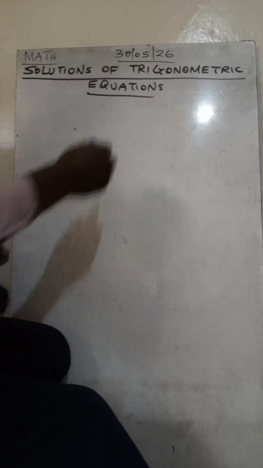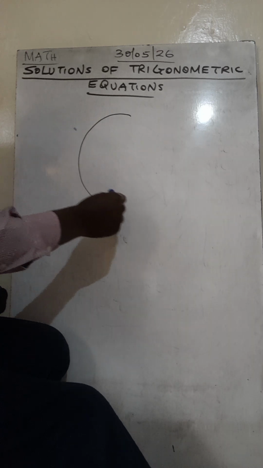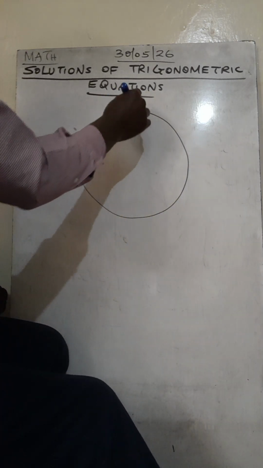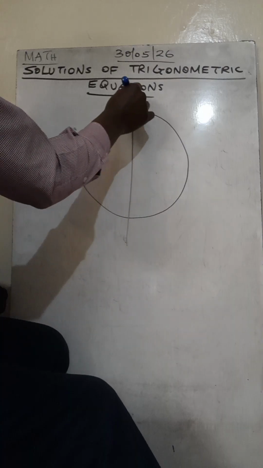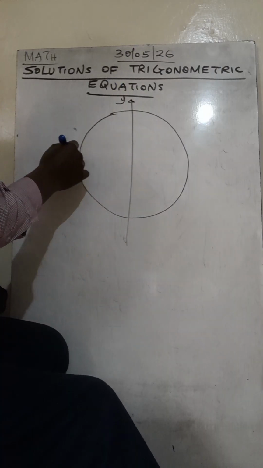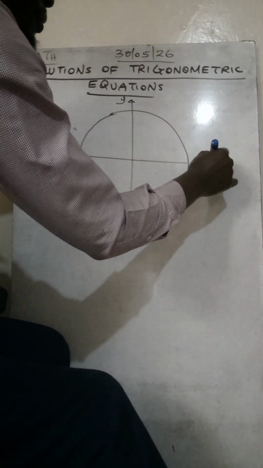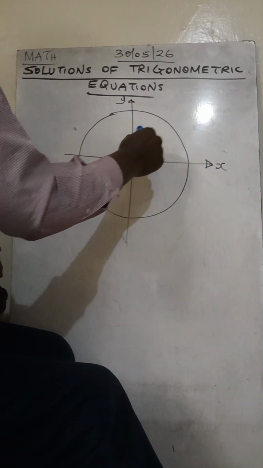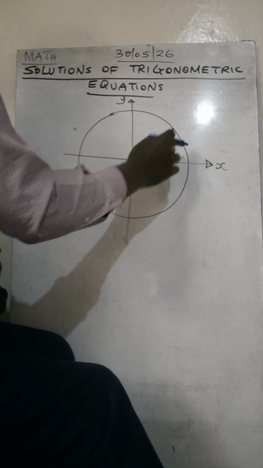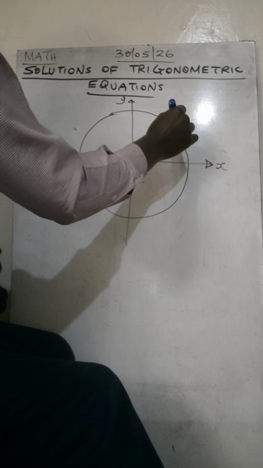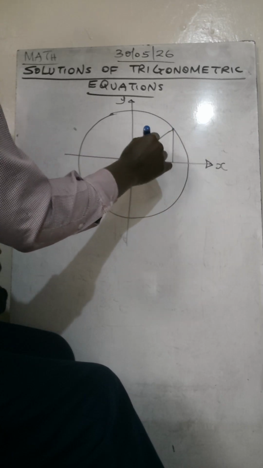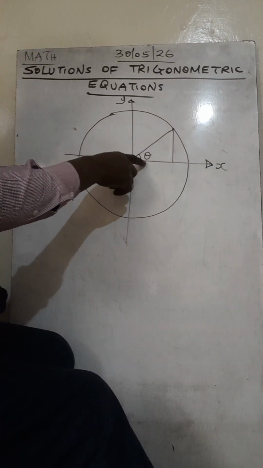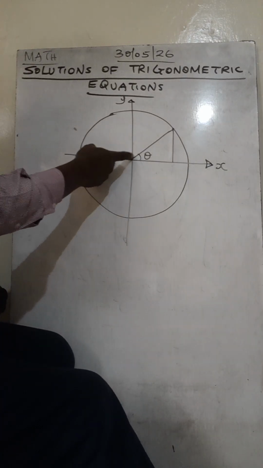Using a circle, the unit circle that we drew before, this is what you're going to have. This is the y-axis and this is the x-axis. There was a right-angled triangle here with an acute angle, theta, the angle made between the x-axis and this line.